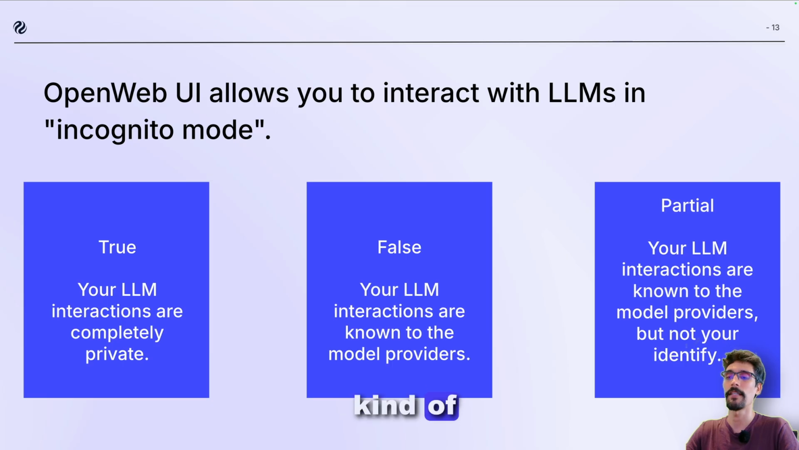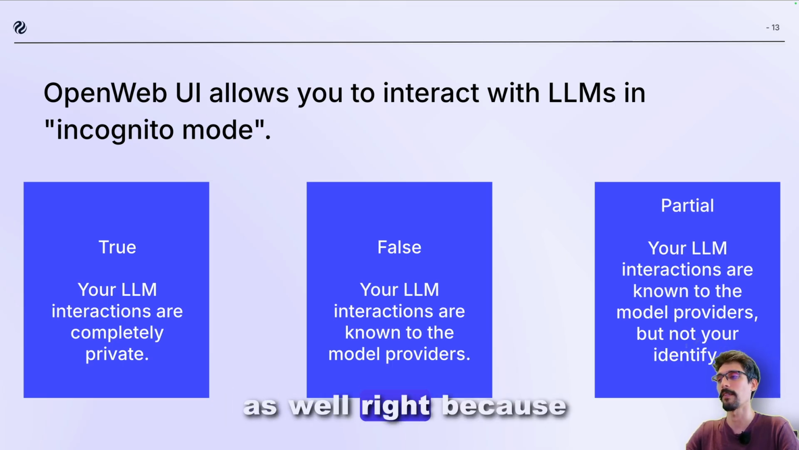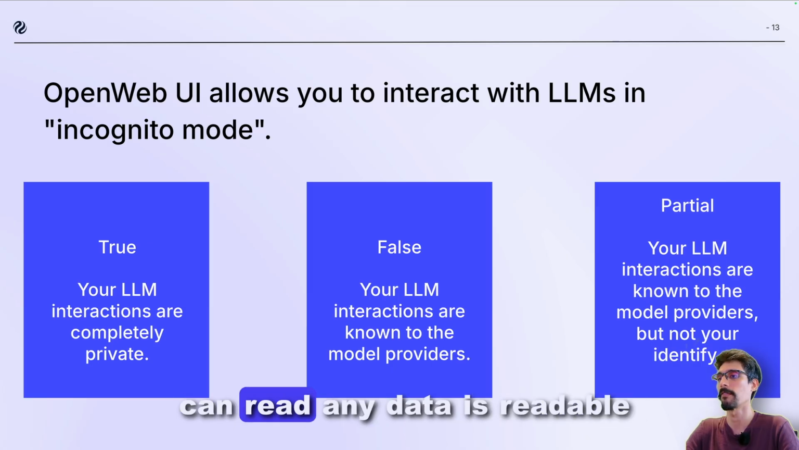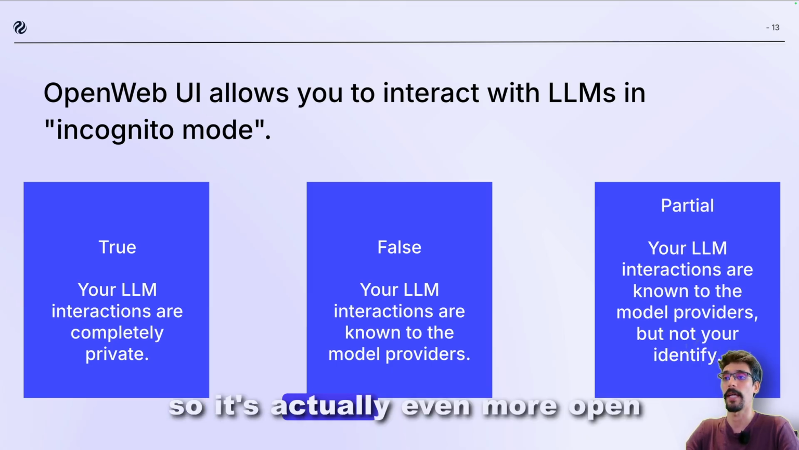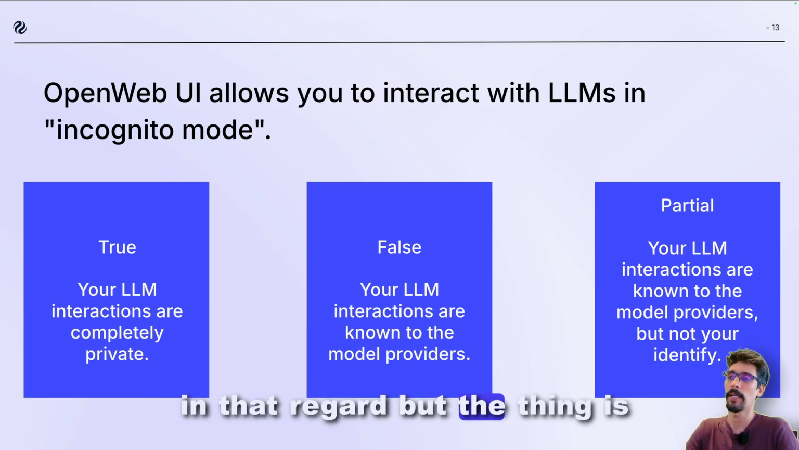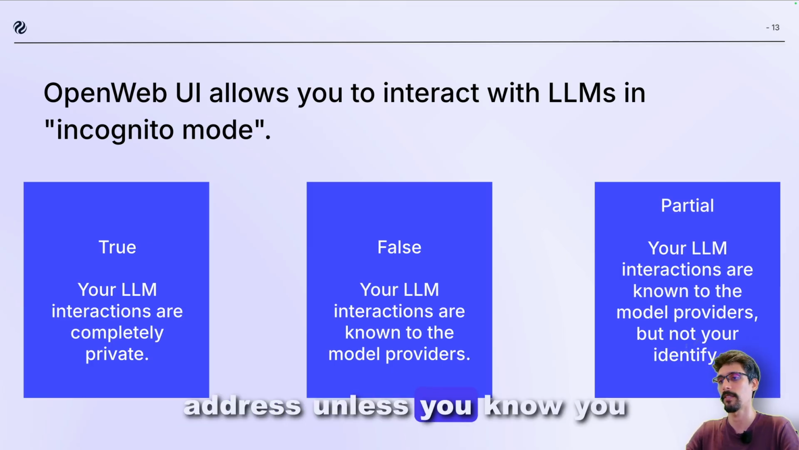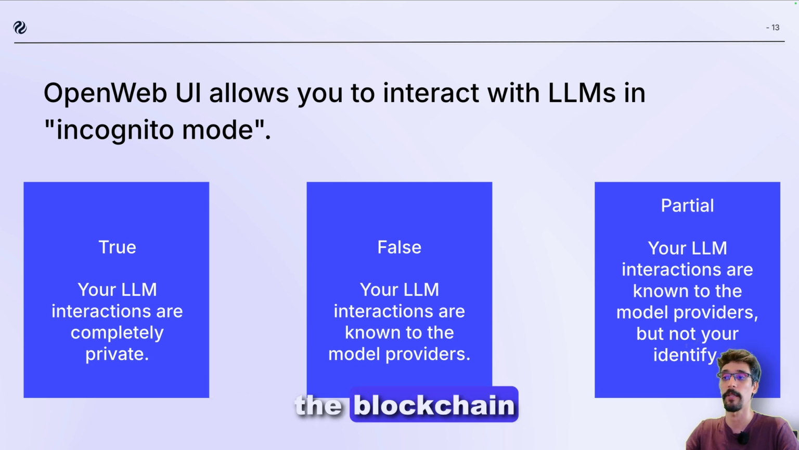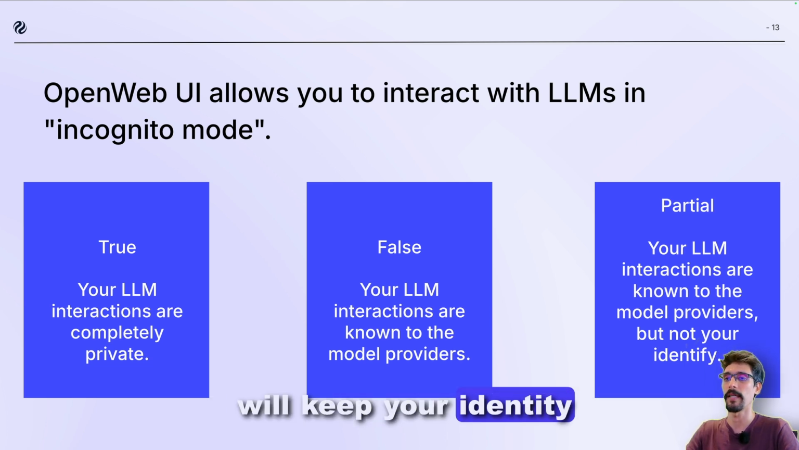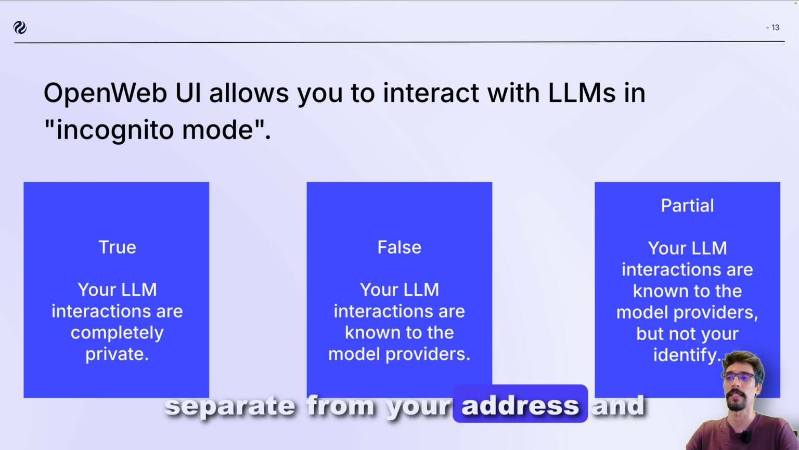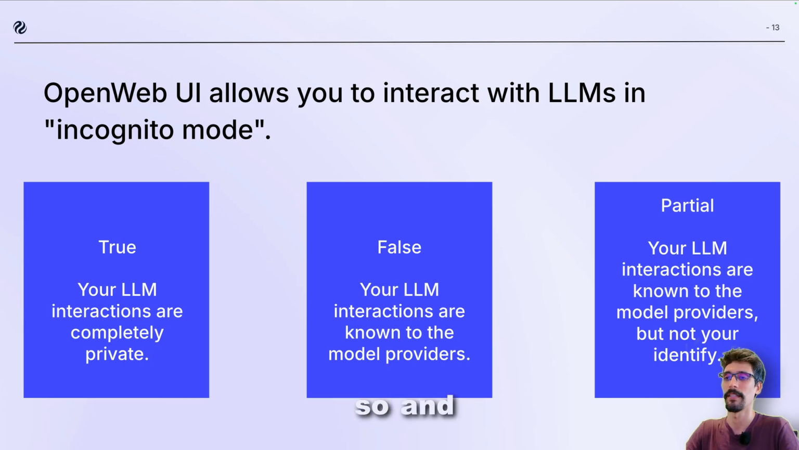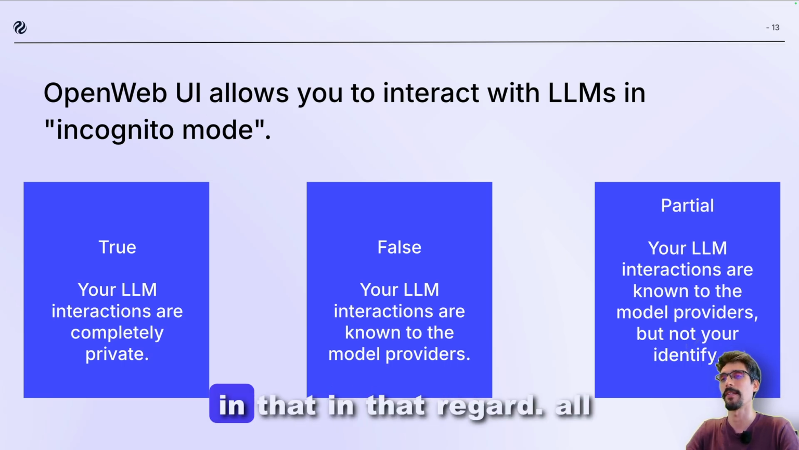And that's kind of analogous to blockchain, interestingly as well, right? Because blockchains are public ledgers and everything is out in the open. Every single transaction anyone can read, any data is readable. So it's actually even more open in that regard. But the thing is, your identity is not tied to your address unless you reveal it somehow elsewhere. But the blockchain itself inherently will keep your identity separate from your address. And so it's kind of very similar in that regard.